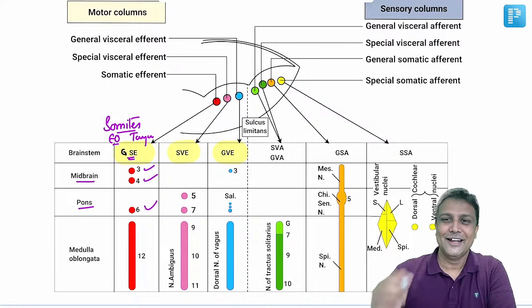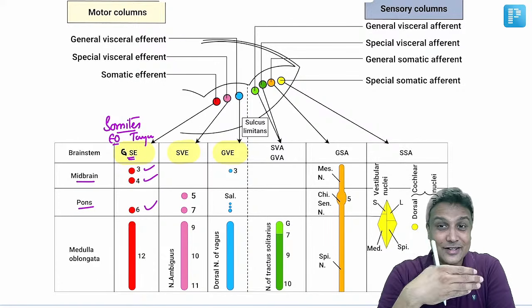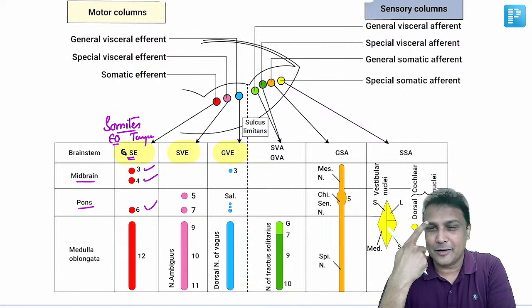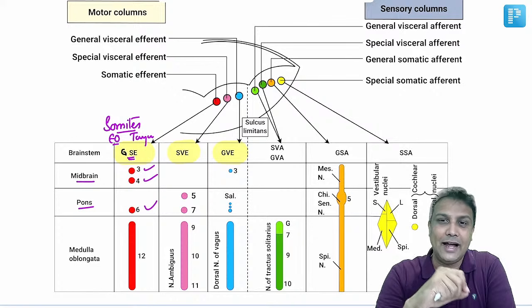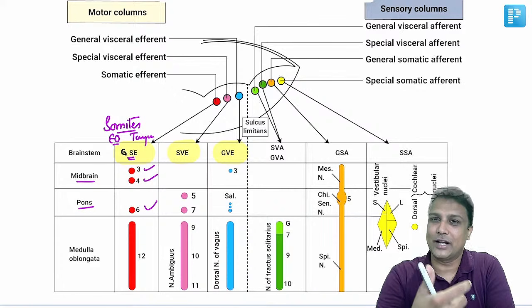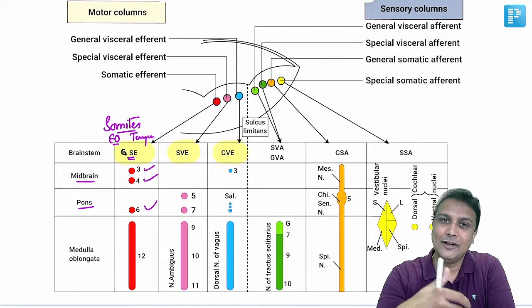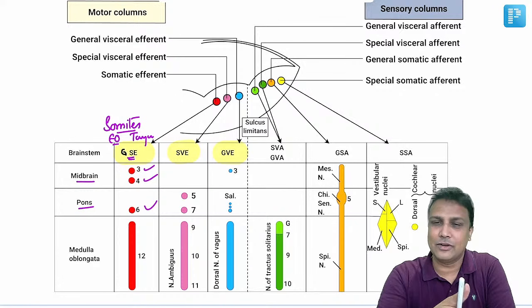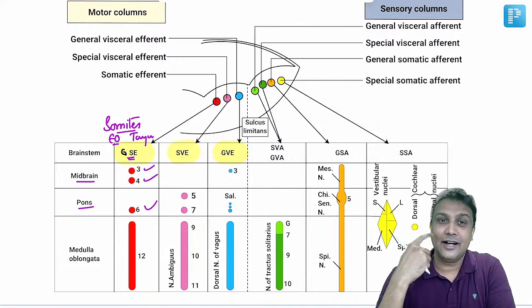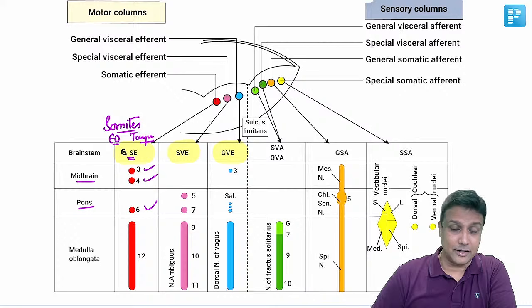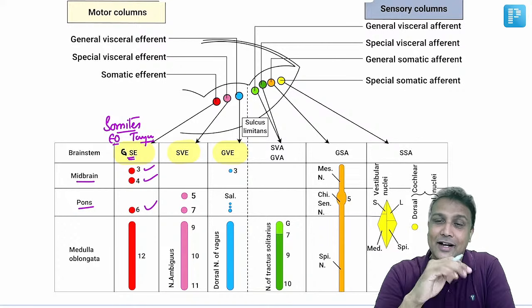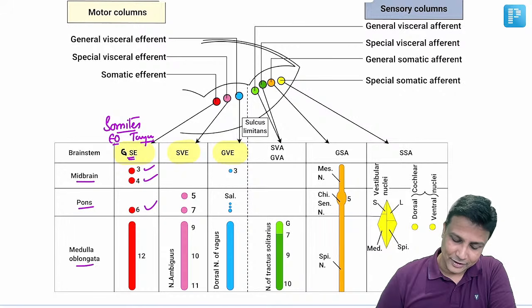Perfect. Are you understanding the sequencing here? Extraocular muscles are supplied by the third nerve, fourth nerve, and sixth nerve. Their nuclei are located where? Third and fourth nerve nuclei will be located in the midbrain. The sixth one will be located in the pons. And then I told you another muscle: the tongue muscle. Tongue muscles are supplied by the hypoglossal nerve. The nucleus will be located, of course, in the medulla oblongata.